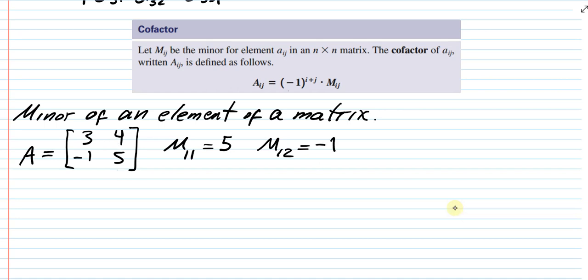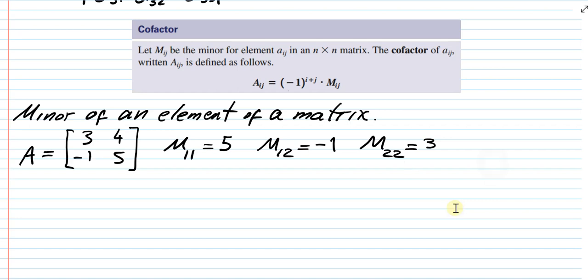See how easy that is? What is the minor of 5? That's the element in the second row, second column. You delete the column and the row in which 5 appears, and you get 3. So that's all a minor is.